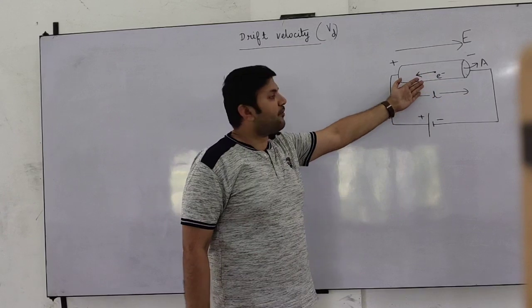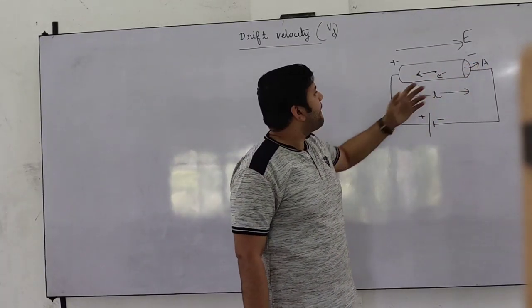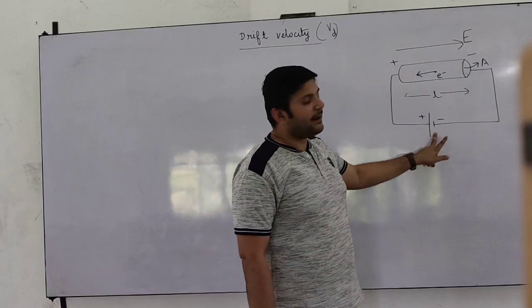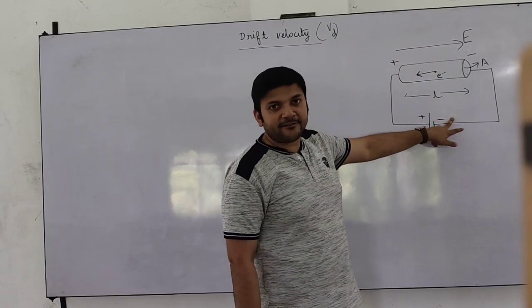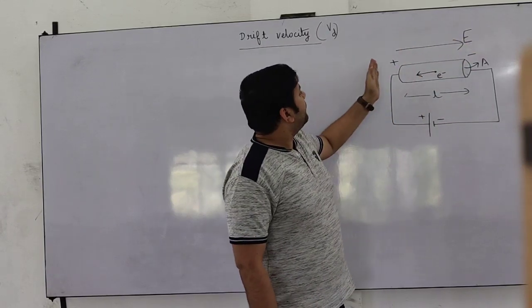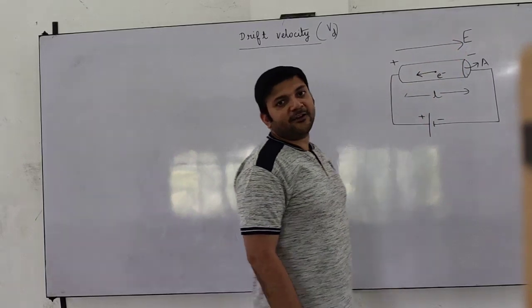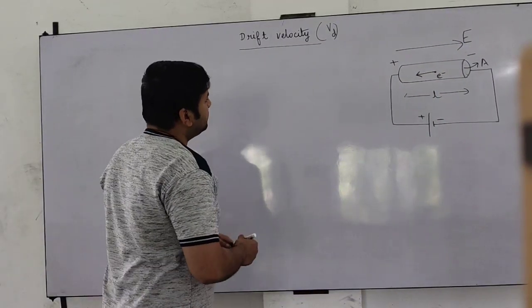Suppose this is the conductor of length L and cross-sectional area capital A. And this is the battery. One end is positive and the other end is negative. And this is the direction of the electric field, from the positive to the negative end of the conductor.